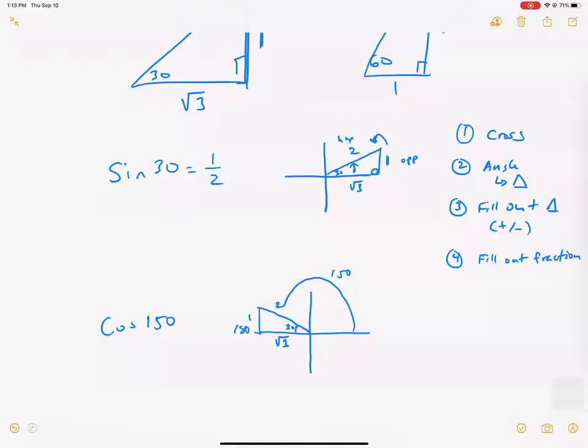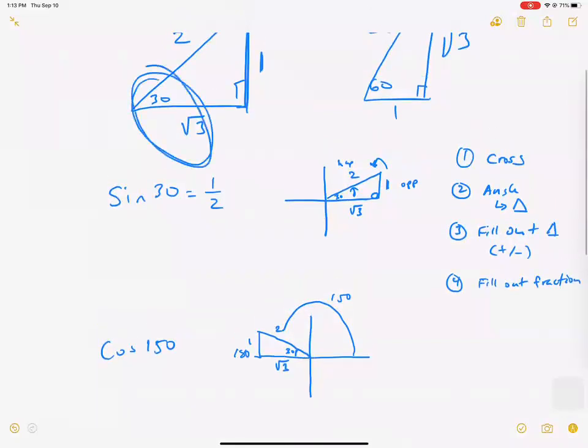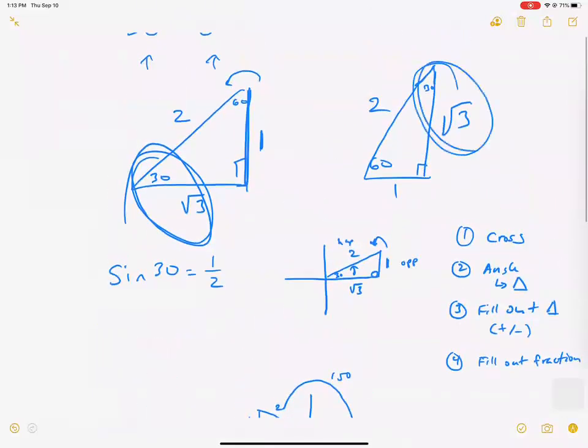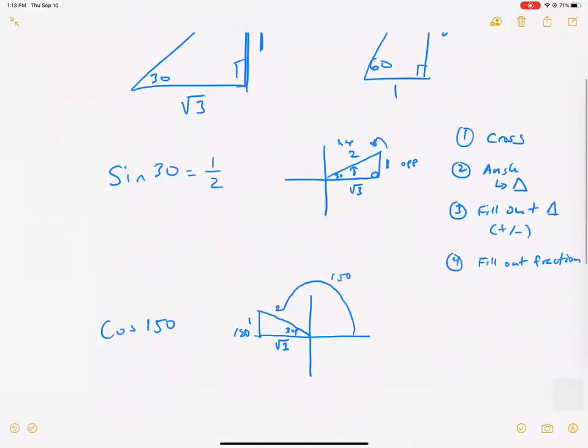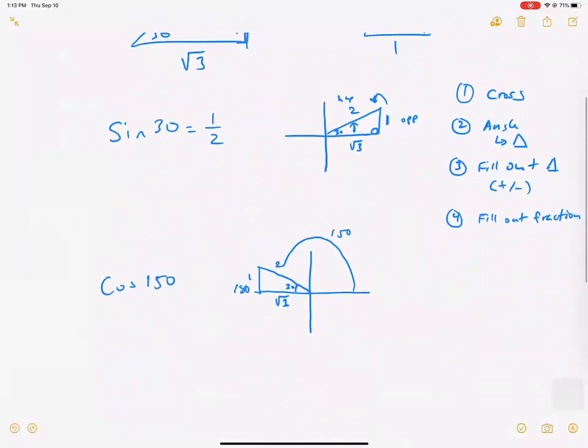You can always think of also, look, square root of 3 is always next to the 30. Square root of 3 is always next to the 30, okay? That might be helpful to you. So now, are any of these negative? Going up and left. 1 is going up, so that's positive, but square root of 3 is negative because we're going left. And the hypotenuse is always positive for us.